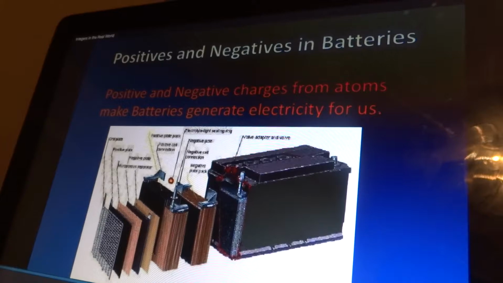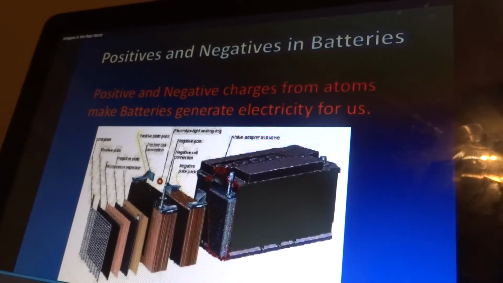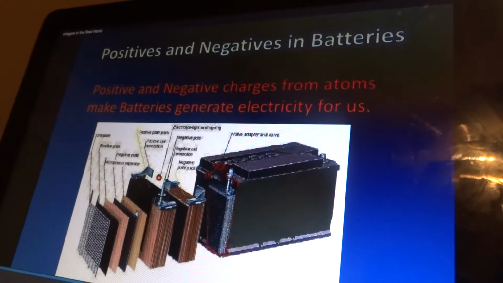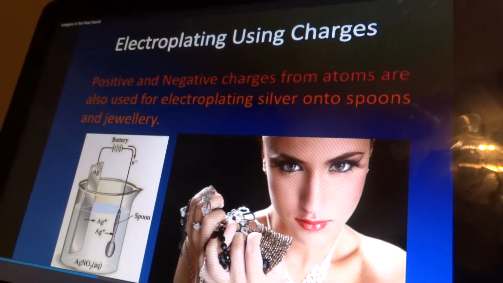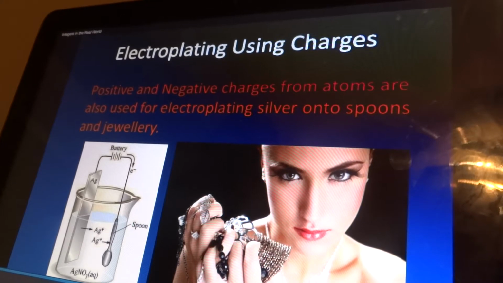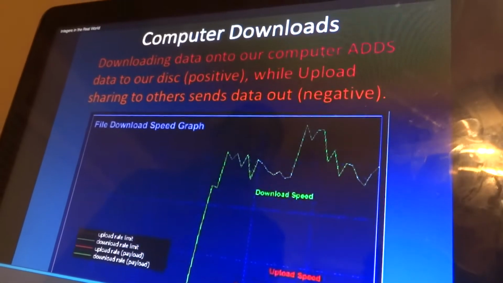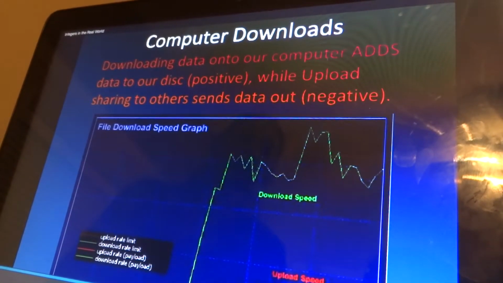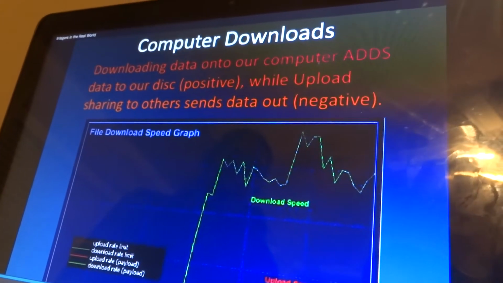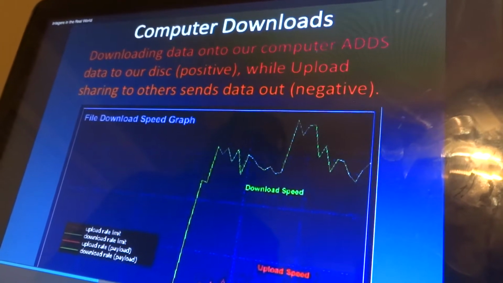Positive and negative are also found in batteries, as you must have heard. Positive and negative charges from atoms make batteries generate electricity for us. Electroplating also uses charges. Positive and negative charges from atoms are used for electroplating silver onto spoons and jewelry. For computer downloading, downloading data onto our computer adds data to our disk, which we always take as positive, while uploading, sharing to others, sends data out, which is negative.